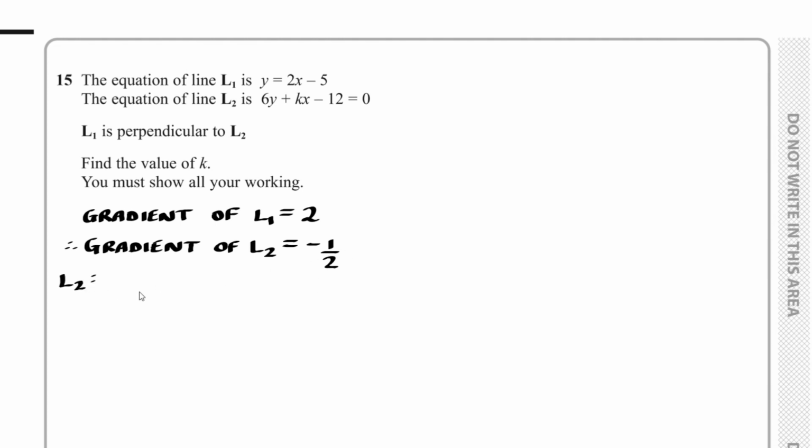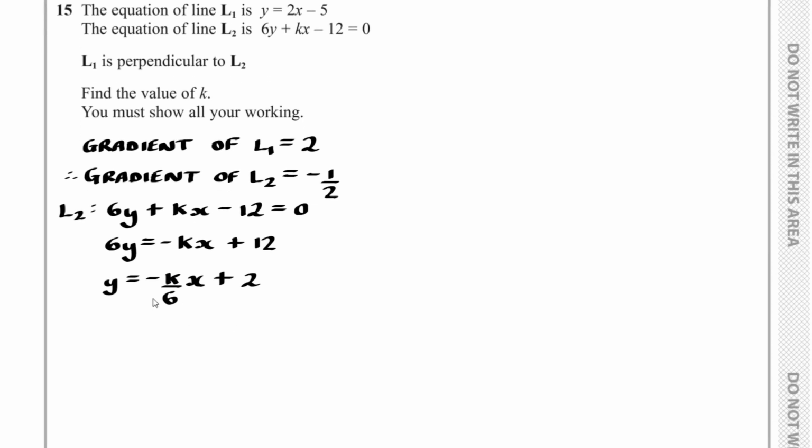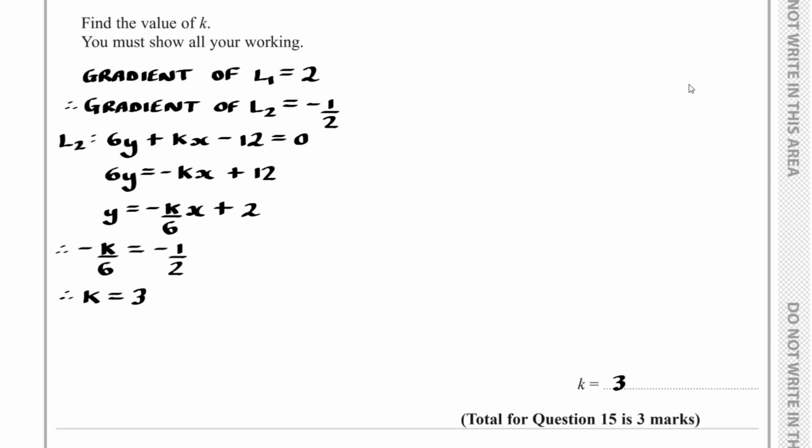Now, if I consider this line L2, which is given by 6y plus kx subtract 12 equals 0, we can rearrange this to find out what y is. We have 6y equals negative kx plus 12, and if I divide through by 6, we find that y equals negative k over 6x plus 2. Now the gradient of L2 then is negative k over 6. So we have this negative k over 6, which is the gradient of L2, which I can set equal to negative 1/2. So we find then that k equals 3. So therefore k equals 3.